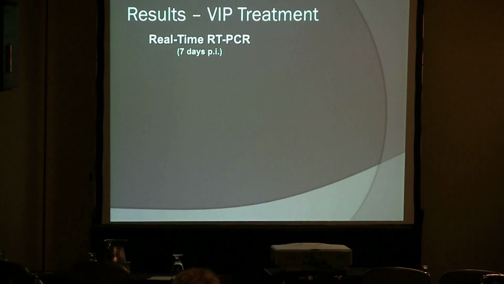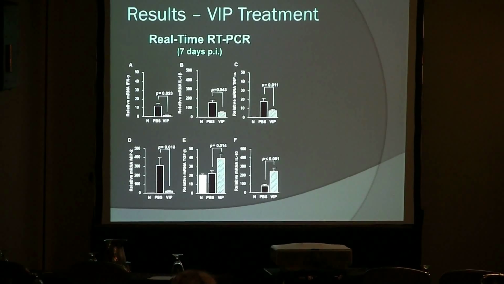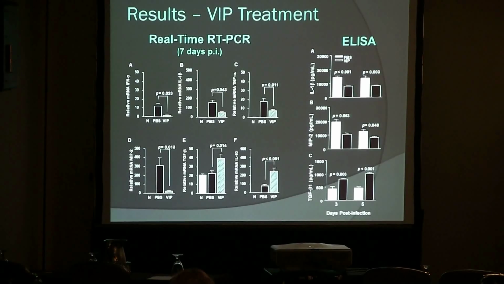We next looked to examine the effect that VIP had on a number of different pro and anti-inflammatory mediators that we know are important in this type of infection in our mouse models. So at 7 days post-infection, we took a look at a number of different pro-inflammatory molecules, interferon gamma, IL-1 beta, TNF alpha, and MIP2, and they were all significantly downregulated with VIP treatment. In contrast, the anti-inflammatory molecules that we typically look at, TGF beta 1 and IL-10, were significantly enhanced after treatment. And then again, this was confirmed by looking at protein levels for IL-1 beta, MIP2, and TGF beta 1.